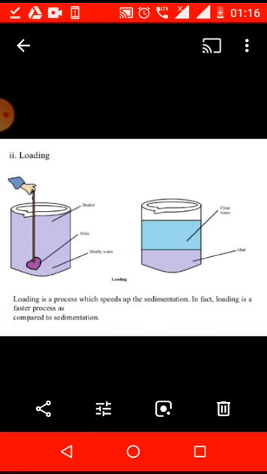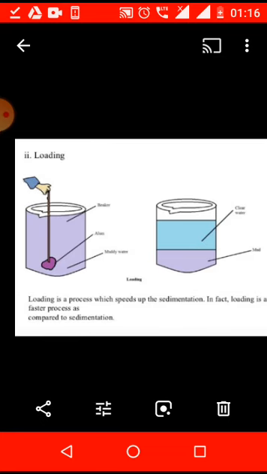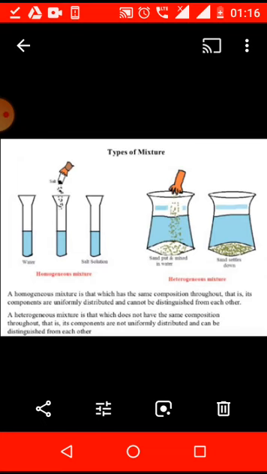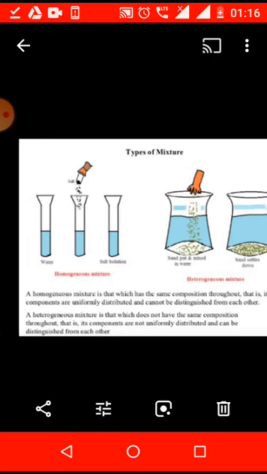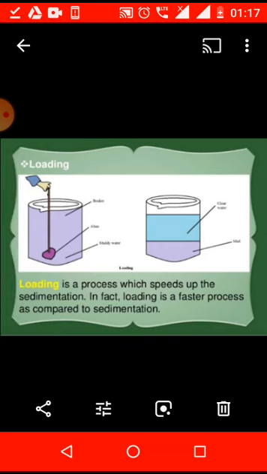Loading is the process which speeds up sedimentation. In fact, loading is a faster process as compared to sedimentation. Types of mixtures: homogeneous and heterogeneous mixtures. These types of mixtures can be separated. From all this you can see and understand the concept of separating mixtures. Thank you, students.